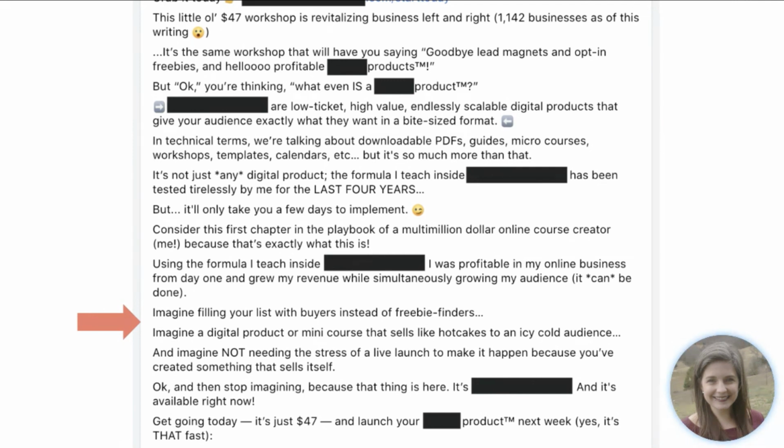These imagine statements could be really powerful because we're starting to help them see the possibilities of life after going through this workshop. But right now they're at the bottom. Maybe we've been reading, scanning, and they don't really stand out. So to improve readability and make sure people see this part of the ad, I would consider adding bullets. Now we can't add bullets in Facebook ads.